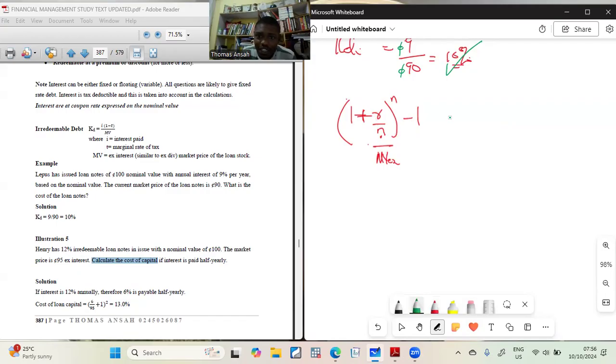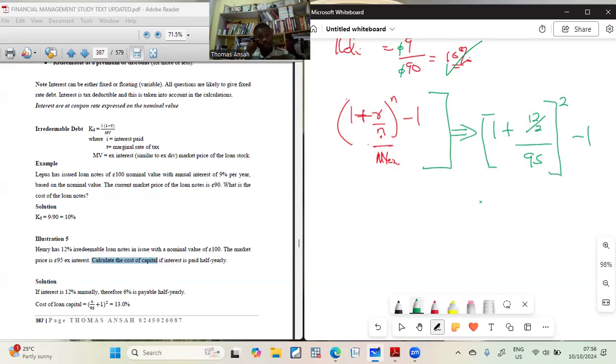So if that is the case, then it means that we have 1 plus 12 divided by 2, all right, all over 95 raised to the power 2 minus 1. All right, that is when the payment is done semiannually. All right, so if it is done on a quarterly basis, here will be 4, here will be 4. All right, basically that is that.